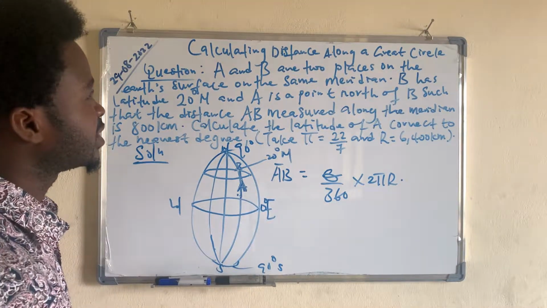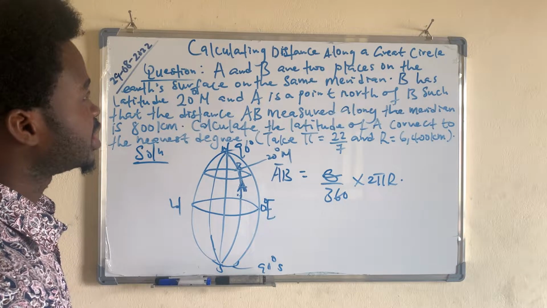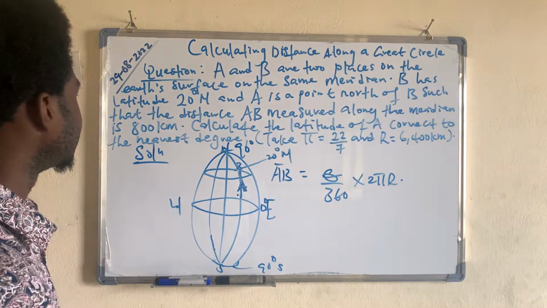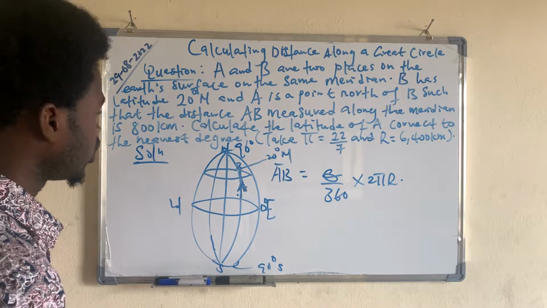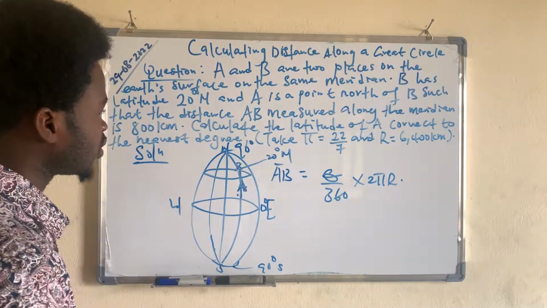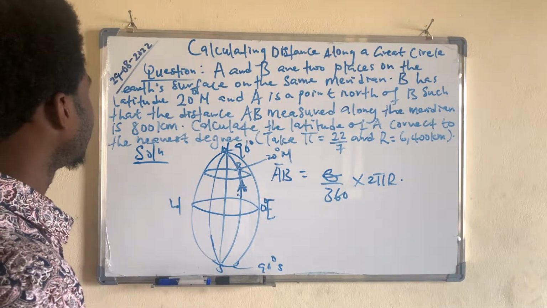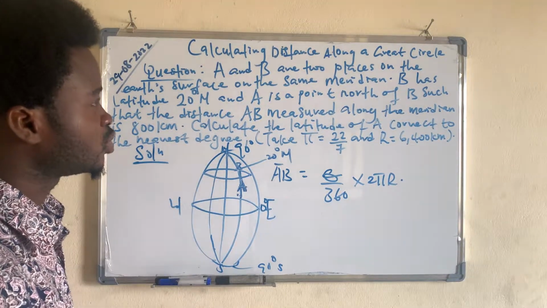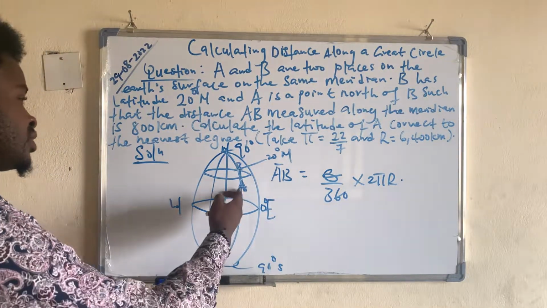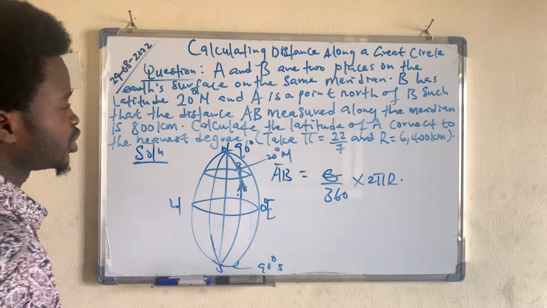On the same meridian, A is a point north of B, such that the distance AB measured along the meridian is 800 kilometers. We are told that the distance between A and B is 800 kilometers. Calculate the latitude of A correct to the nearest degree. So we have to calculate the latitude of A. We already know the latitude of B to be 20 degrees north.